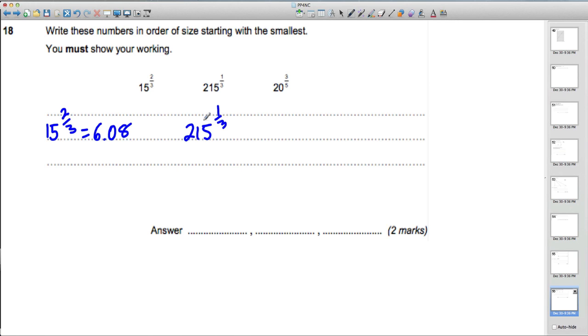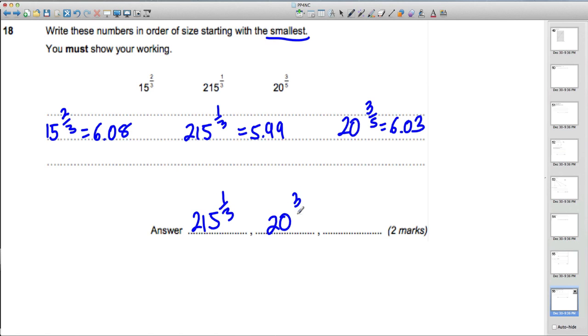2 to the 15 to the 1/3 is equal to 5.99, and 20 to the 3/5 is equal to 6.03. And then you have to put them starting with the smallest. So the smallest one is clearly this one, 15 to the 1/3. The next smallest one is this one, 20 to the 3/5, and the next smallest one is 15 to the 2/3. Probably the easiest 2 marks on the paper, given you've got a calculator and all you've got to do is substitute in.